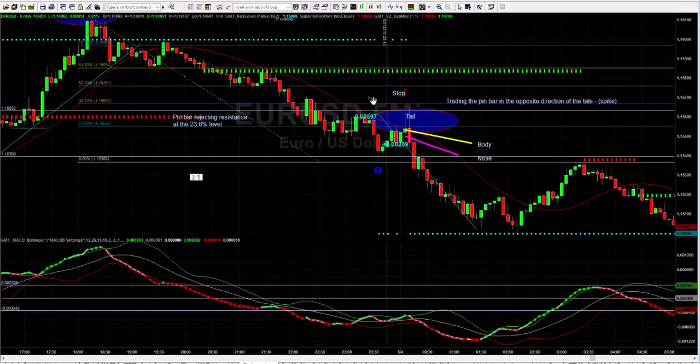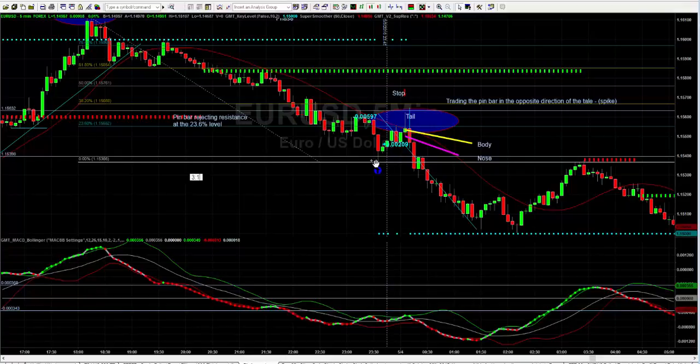So these strategies should always, depending on the layer of confluence, have a higher probability setup, and they should have an excellent reward to risk. That's what we're looking for.